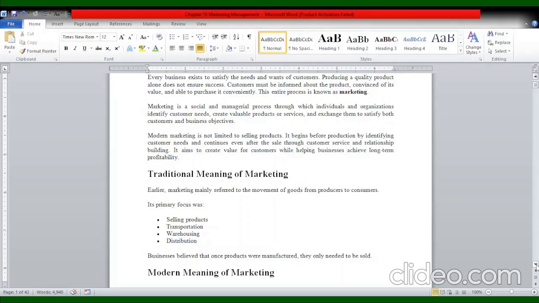But right now, in modern marketing, you are not only confined to selling; you have to do lots of activities that I have enumerated for you in the previous talk. So at this moment, we are more focused on traditional marketing, which was related to the selling of the product, transportation, warehousing, and distribution. So traditional marketing was very much confined to the selling of the product.